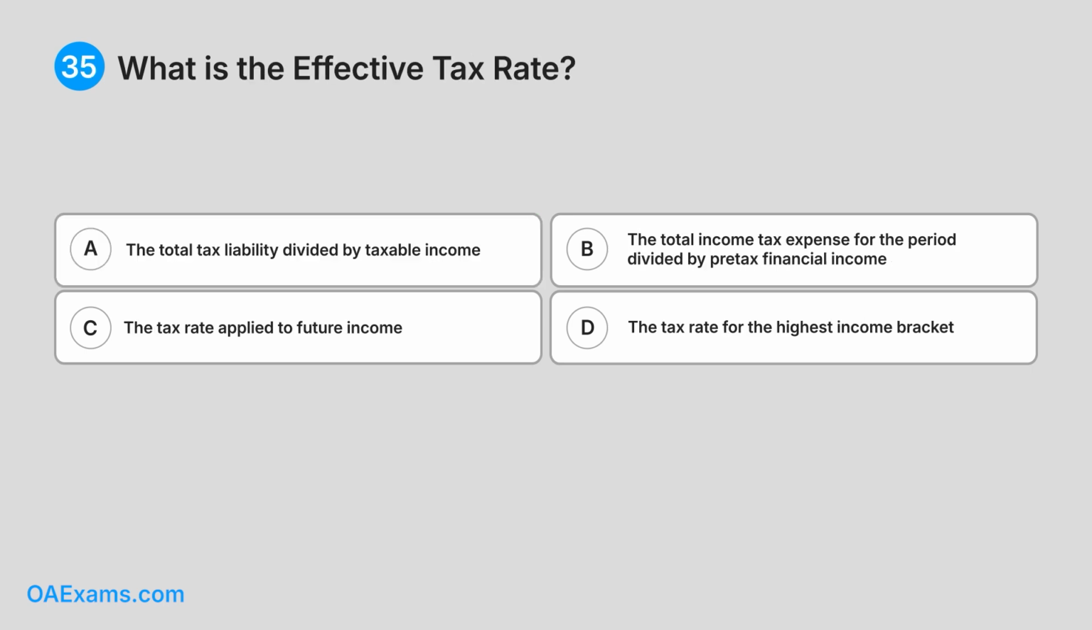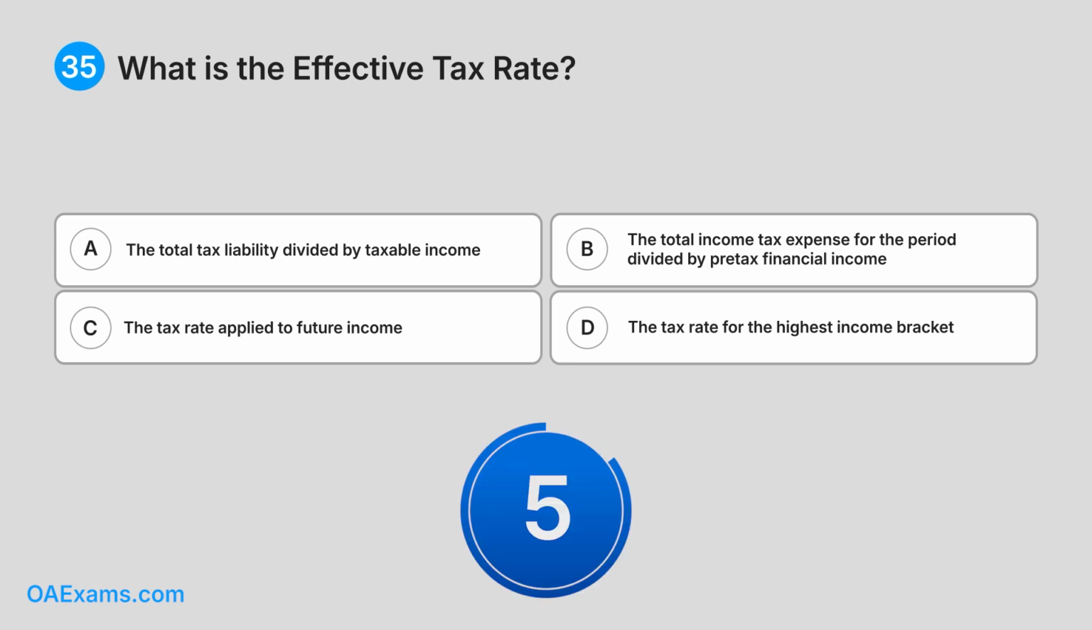35. What is the effective tax rate? A. The total tax liability divided by taxable income. B. The total income tax expense for the period divided by pre-tax financial income. C. The tax rate applied to future income. D. The tax rate for the highest income bracket. Do you know the answer?